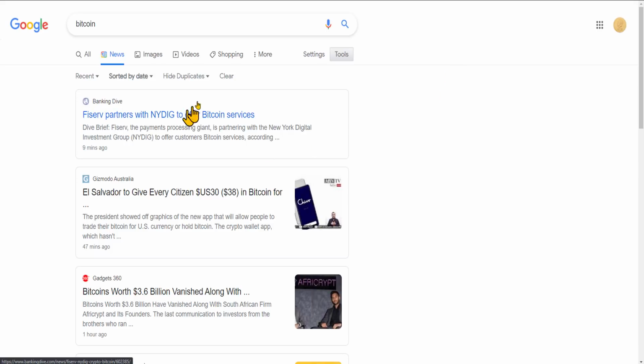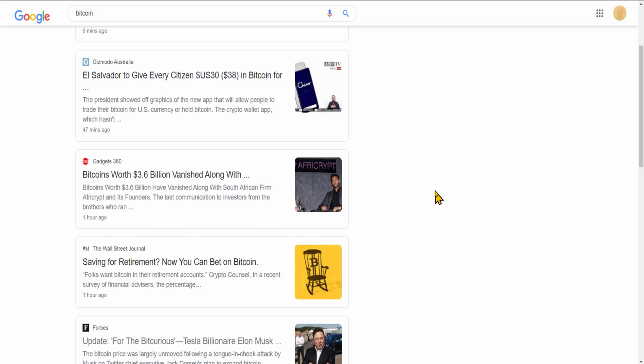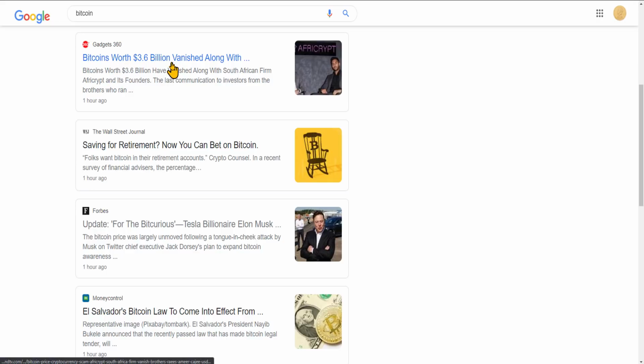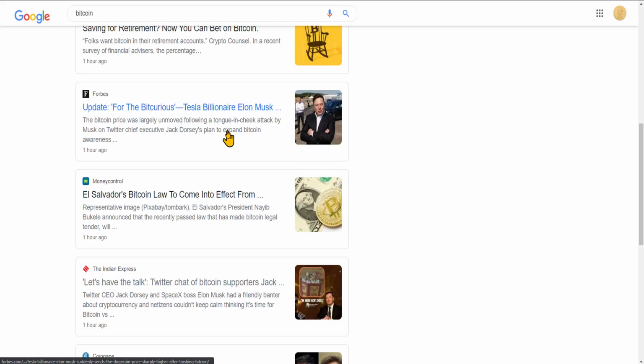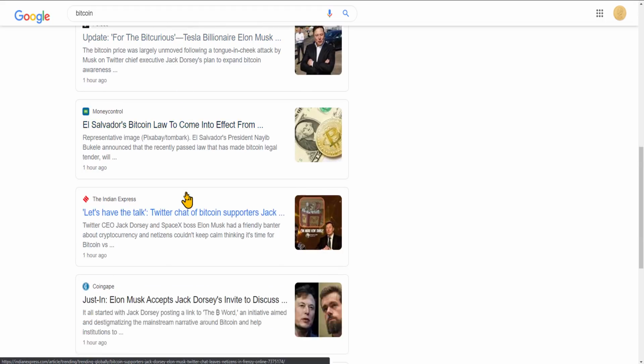Let's do a quick analysis of sentiment. FISEV and NYDIG, positive. El Salvador giving away money, positive. 3.6 billion in Bitcoin vanishing, that's not positive, that's very negative. Putting retirement accounts in Bitcoin, very positive. Elon and Jack having a tweet storm, that's pretty neutral really. Could be mildly positive, mildly negative, it's really hard to know.